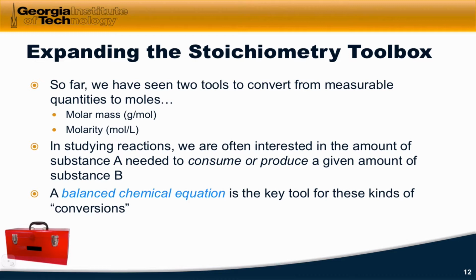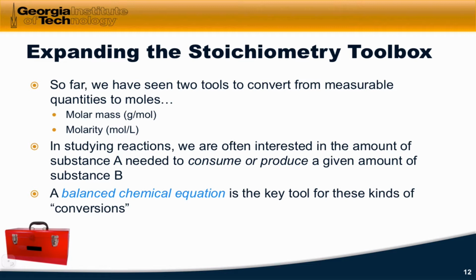In studying chemical reactions, we're often interested in the amount of one substance needed to consume or produce a specified or given amount of another substance. The substances A and B may be reactants or products, which is why we use this language, consume or produce. The key to making these kinds of conversions between the amount of one substance and the amount of another is a balanced chemical equation and the stoichiometric coefficients that we find within.